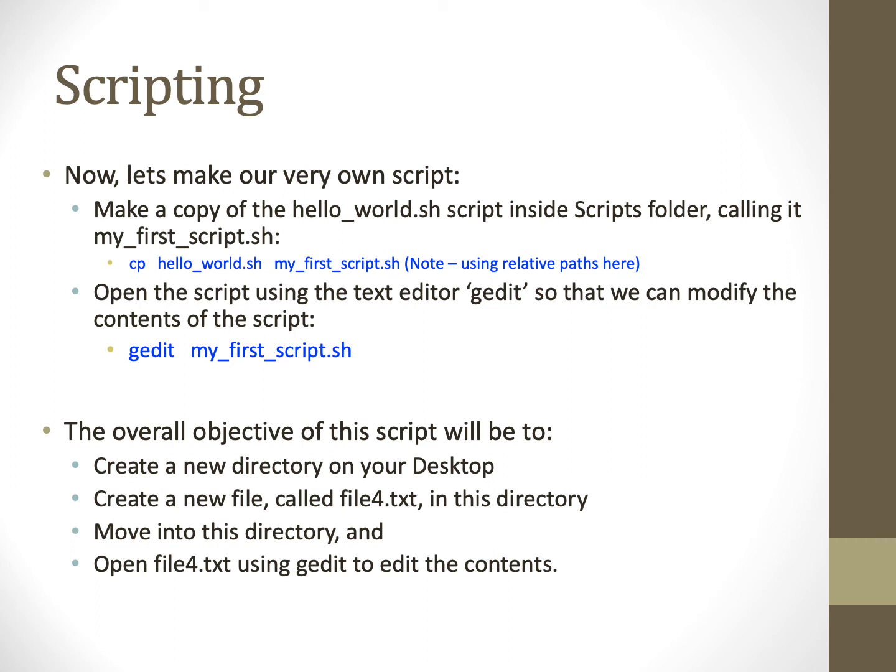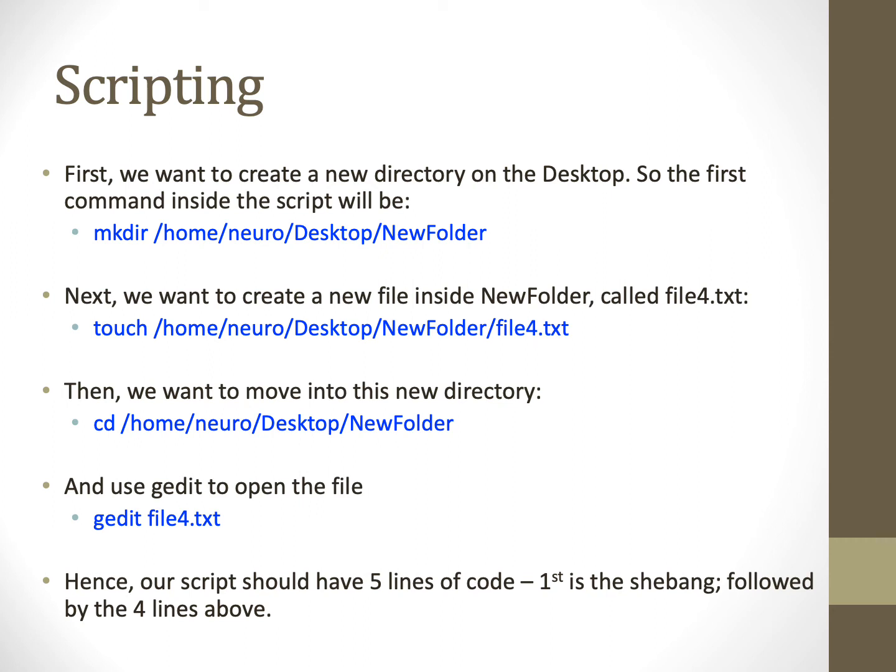The overall objective of our first script will be to create a new directory on your desktop, create a new file called file4 in this directory, move into this new directory, and open file4 using gedit to edit its contents. Follow these directions to edit the script myfirstscript.sh. Your first line should contain the shebang, and you should be able to use the same shebang that existed there from the previous script when you copied it. You can remove the echo hello world if you'd like.